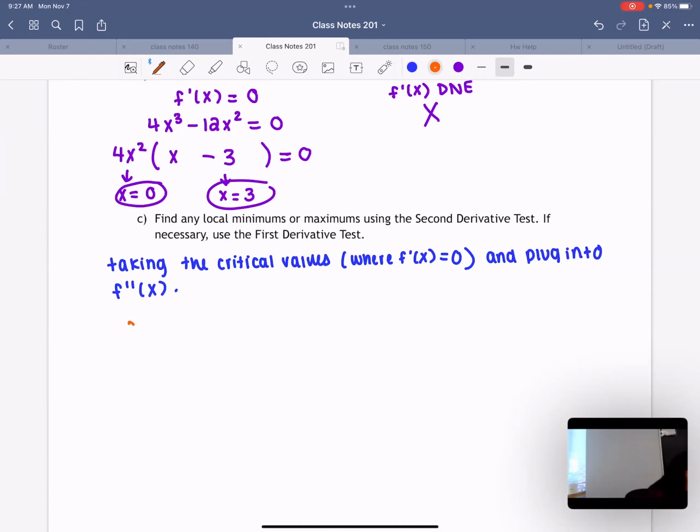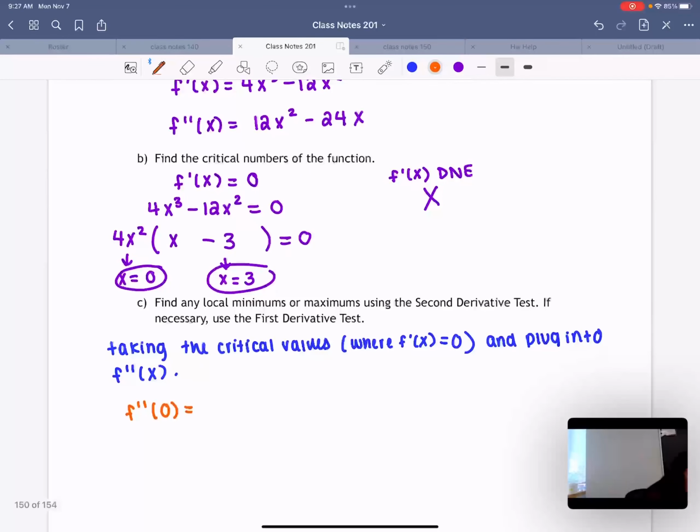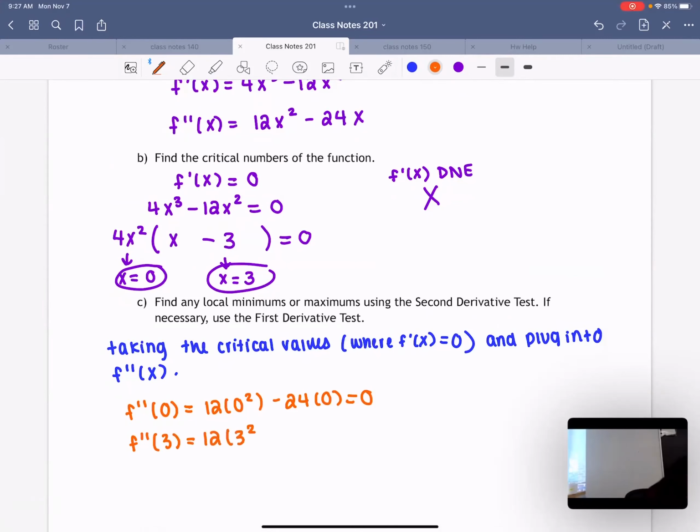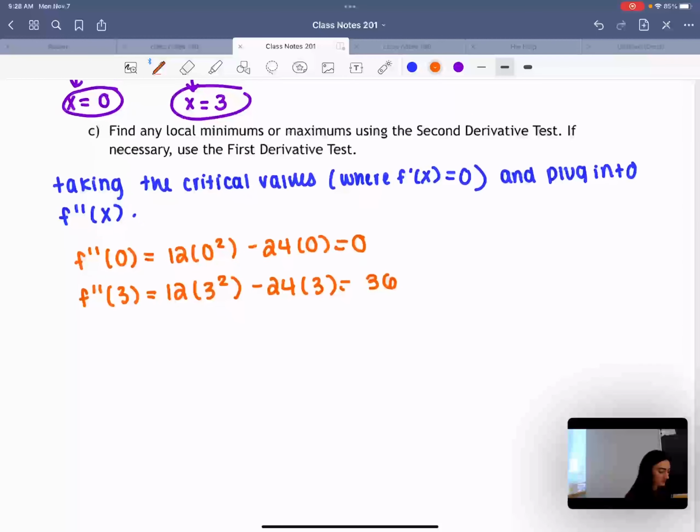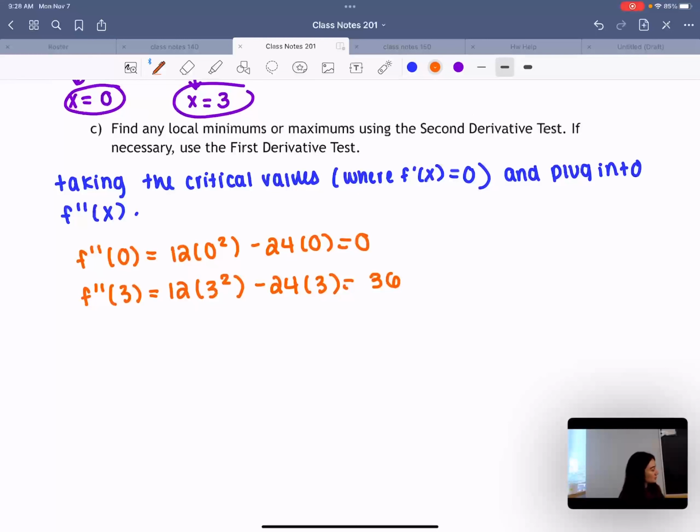I'm going to plug in f double prime of 0. I know that function is 12x squared minus 24x, so that's 12 times 0 squared minus 24 times 0, and that gives me 0. Okay, I can also plug in f double prime of 3, and that's 12 times 3 squared minus 24 times 3. I'm kind of bad at arithmetic, so I did this in my office, and I got 36. Okay, so that's what the second derivative test tells us to do.